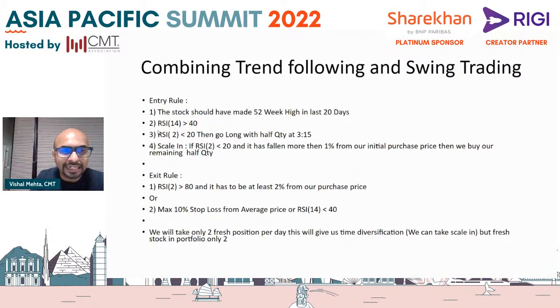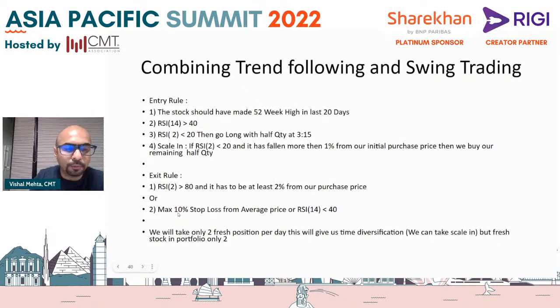Remember our favorite indicator, the 2 period RSI? If it goes below 20, then you go long half the quantity. And if the market goes down just 1% from your initial purchase price, then we buy the remaining half quantity. And we'll see some examples. Then we will have an exit rule when the 2 period RSI is greater than 80 or at least 2% up from our purchase price.